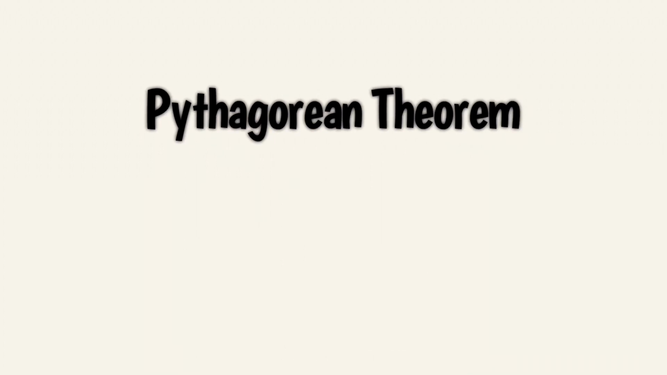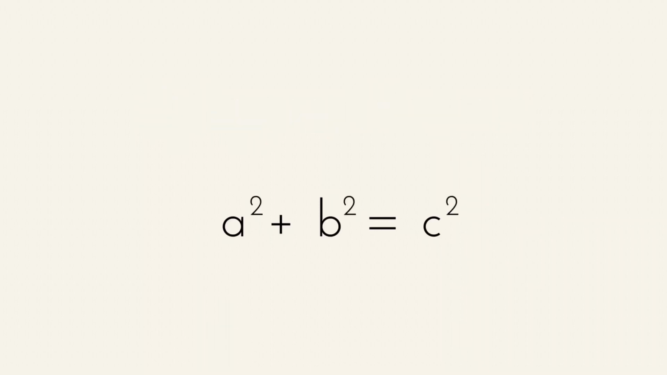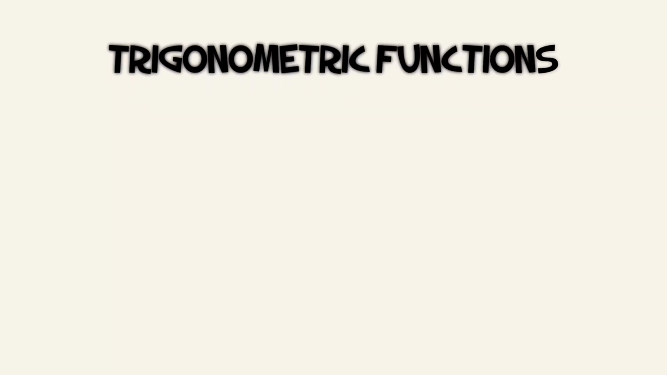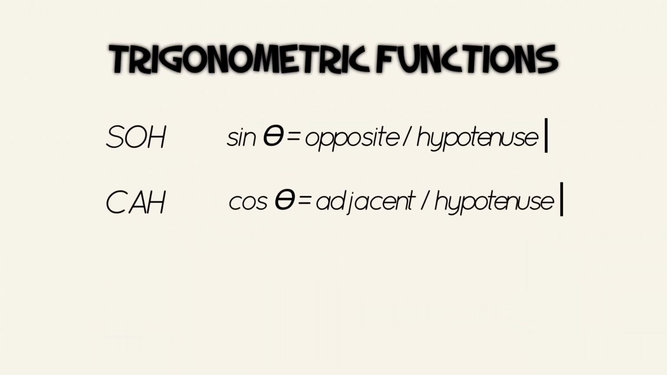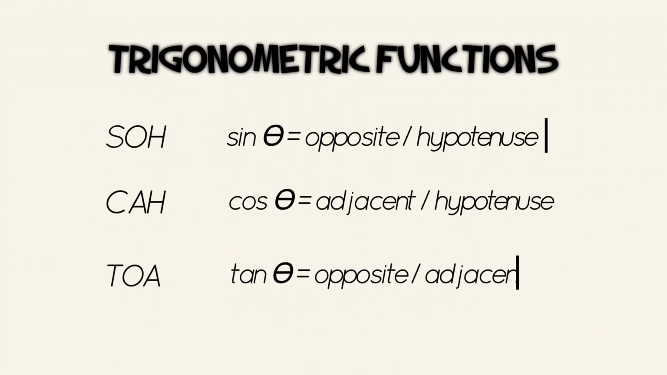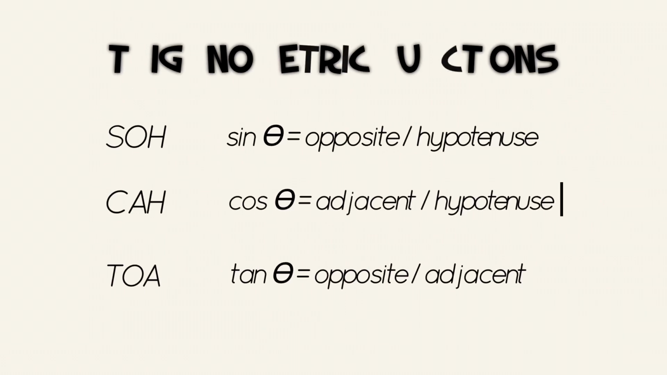We will apply our knowledge of the Pythagorean Theorem, wherein the sum of the squares of the legs of a right triangle, represented by A and B, is equal to the square of the hypotenuse, represented by C. We will also apply the three trigonometric functions with the acronym SOH CAH TOA. SOH stands for sine theta equals the opposite side divided by the hypotenuse, CAH stands for cosine theta equals the adjacent side divided by the hypotenuse, and TOA stands for tangent theta equals the opposite side divided by the adjacent side.